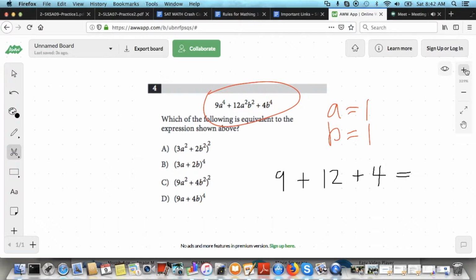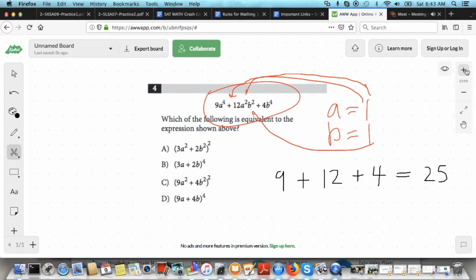All right. Matthew, what does that equal? 25. Okay, now I'm going to stop for just a minute. Guys, do you understand what Matthew just did here? He's plugging in a 1 for A, and a 1 for B.